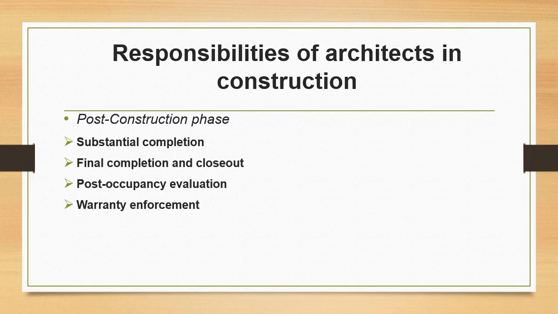The second one is final completion and closeout. That is, after final punch list items are finished, the architect performs a final inspection and issues the certificate of final completion. Post occupancy evaluation: approximately a year after the building is built or occupied, the architect may conduct a review to assess the building's performance and address any issues that may have arisen during use.